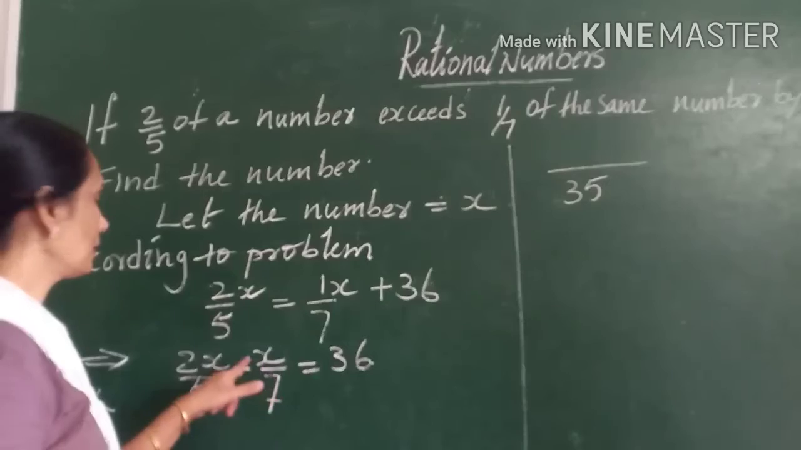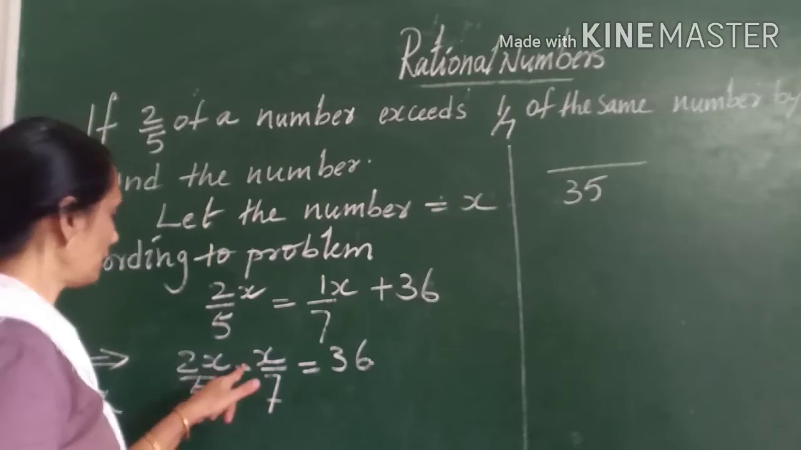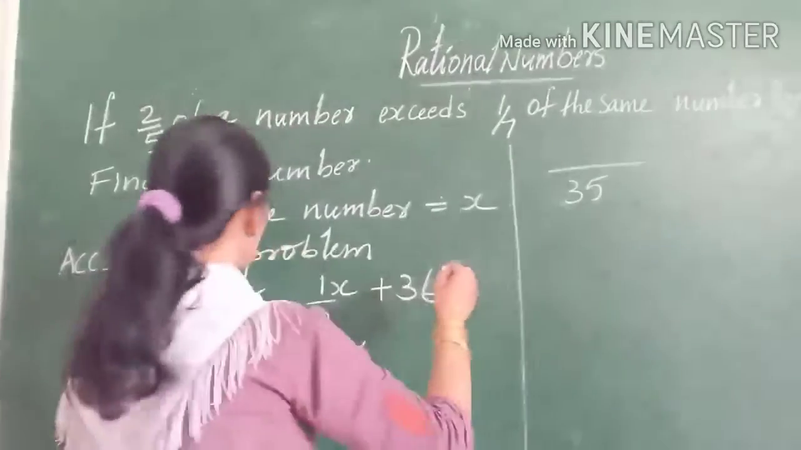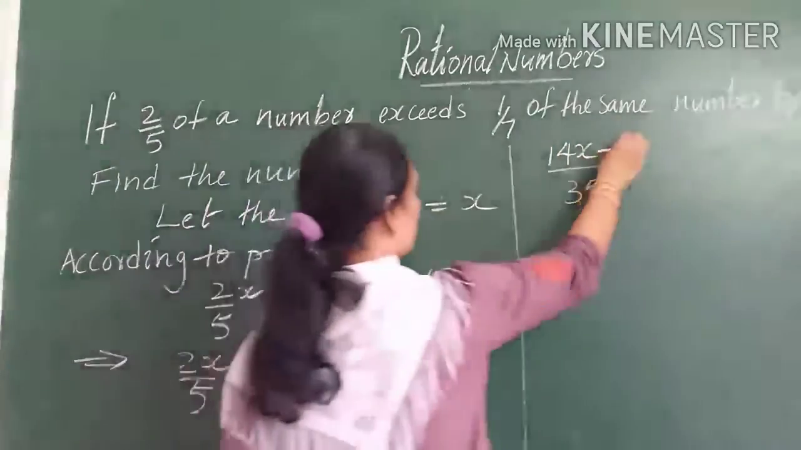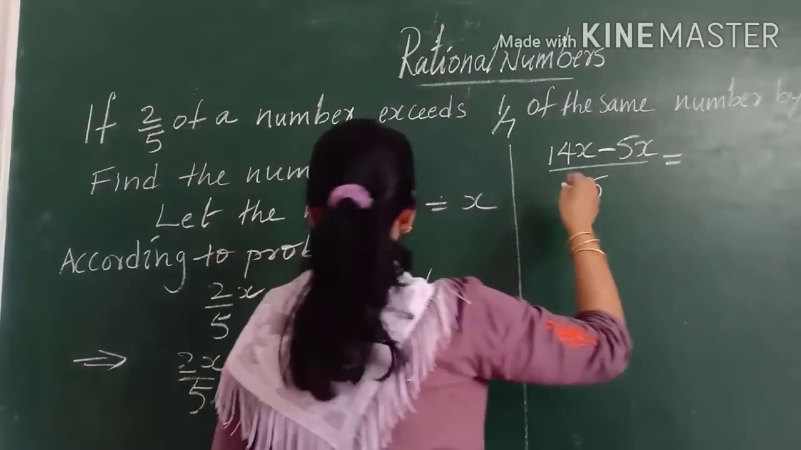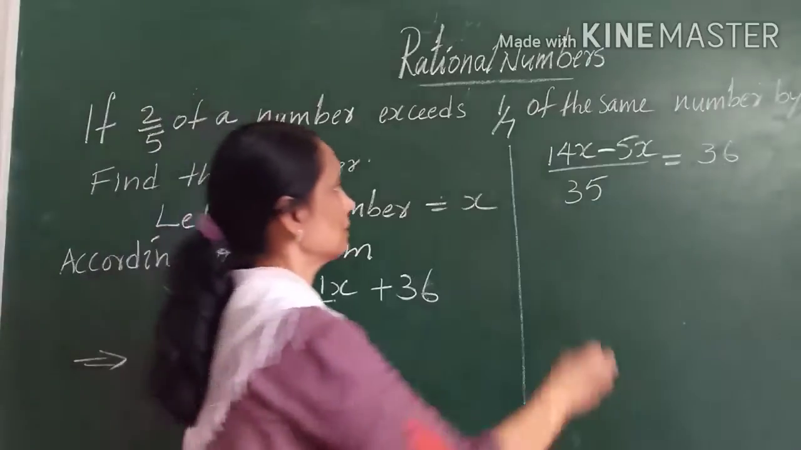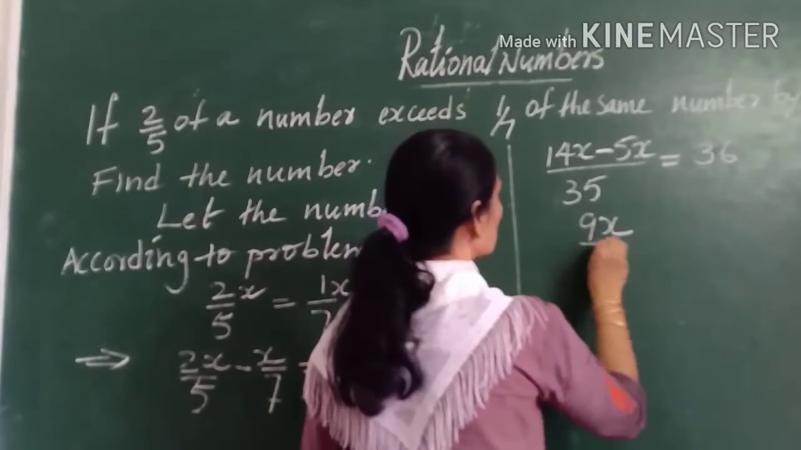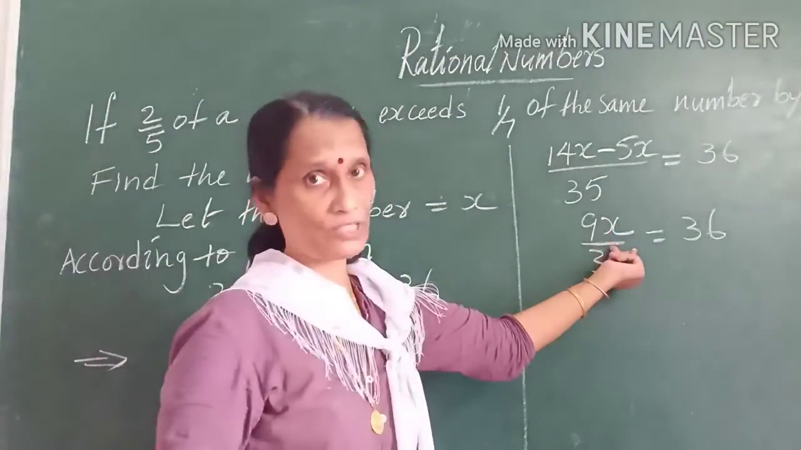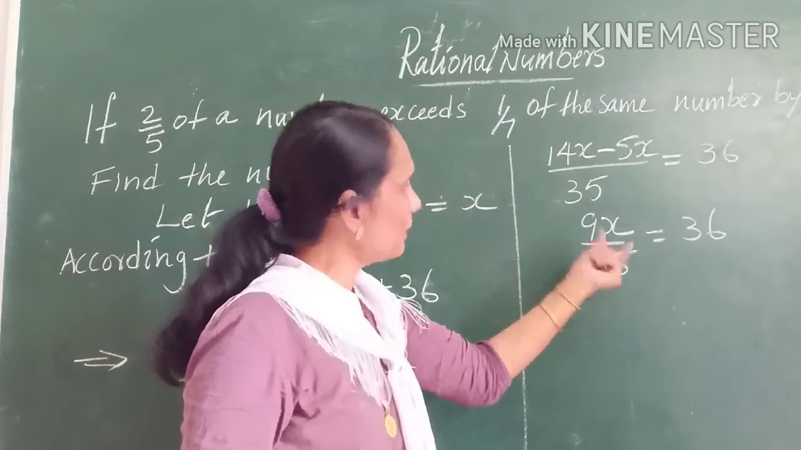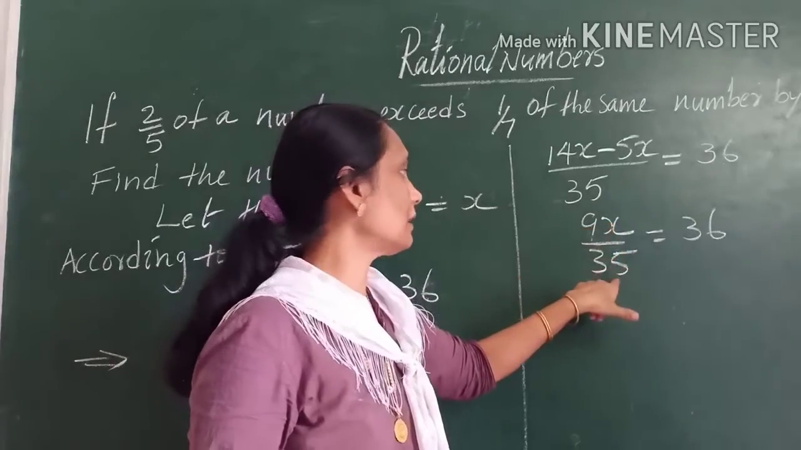Cross multiplication: 2x into 7 minus 5 into x. 2x into 7 means 14x, minus 5x, equal to 36. Okay, 14x minus 5x, how much is that? It is 9x. So 9x by 35 equals 36. We want to find x from this. With x, 9 is multiplied and 35 is divided.